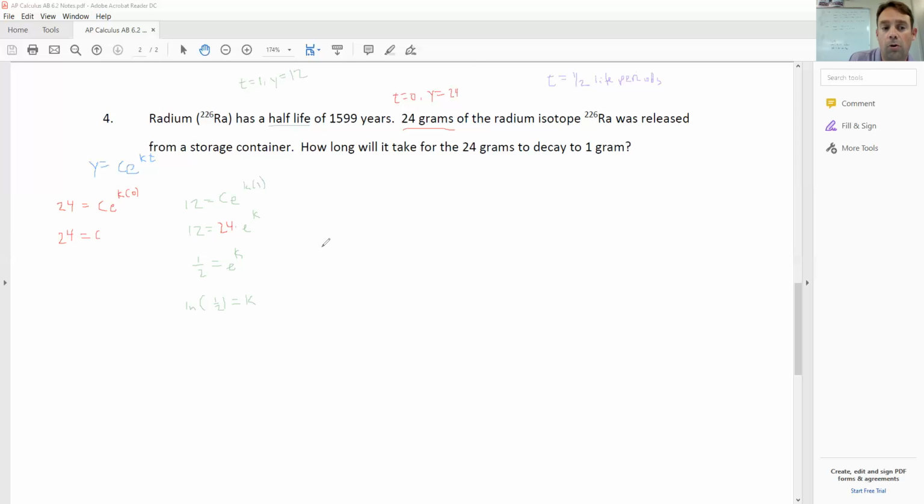So that means my whole equation then would be y equals my original value, my c value, and then e and my k value, and then my t.